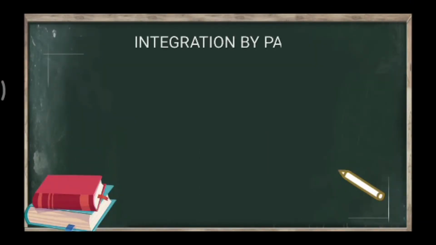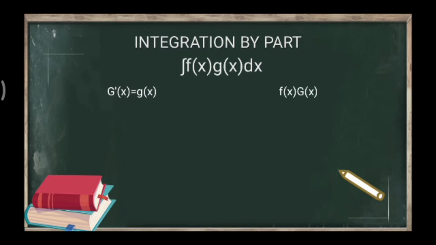Integration by parts. In this section, the goal is to develop a general method for attacking integrals of the form integral of f of x, g of x dx. The first step is to let G of x be any antiderivative of g of x. In this case, G prime of x equals g of x.